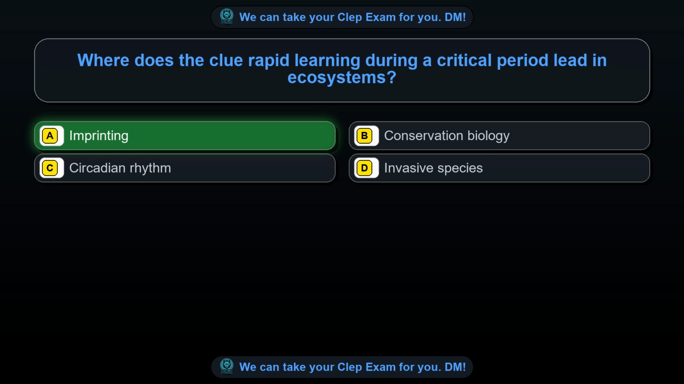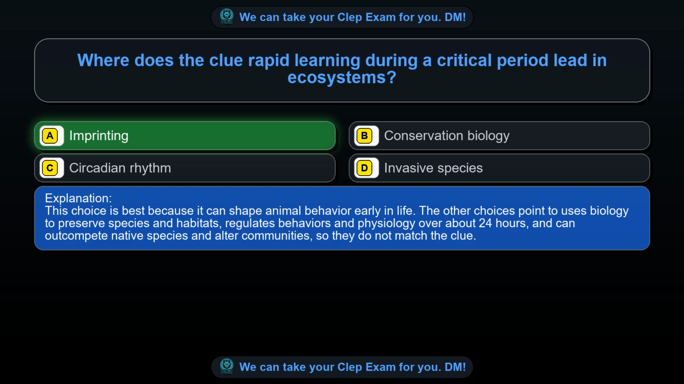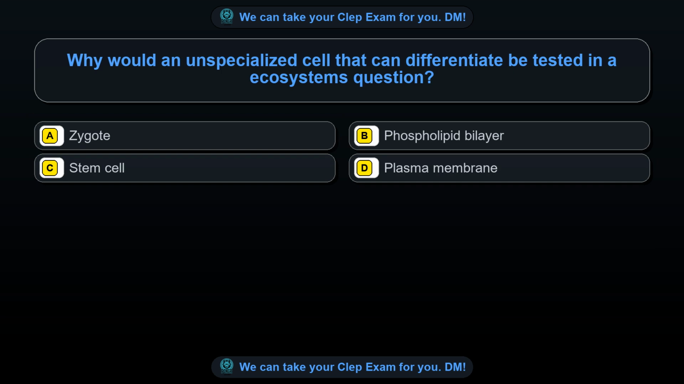The correct answer is option A, imprinting. This choice is best because it can shape animal behavior early in life. The other choices point to uses biology to preserve species and habitats, regulates behaviors and physiology over about 24 hours, and can outcompete native species and alter communities, so they do not match the clue. Question 98. Why would an unspecialized cell that can differentiate be tested in an ecosystems question? Option A, zygote. Option B, phospholipid bilayer. Option C, stem cell. Option D, plasma membrane.